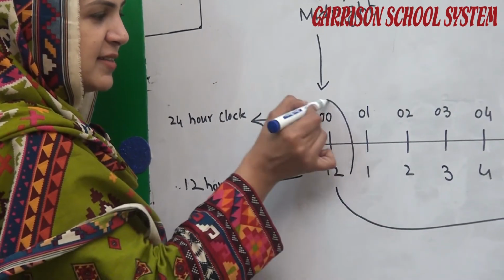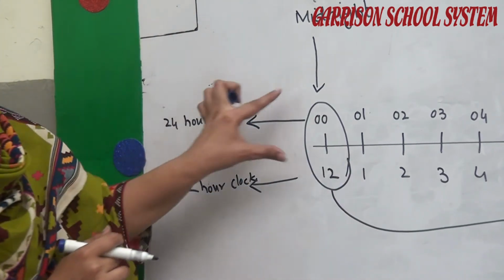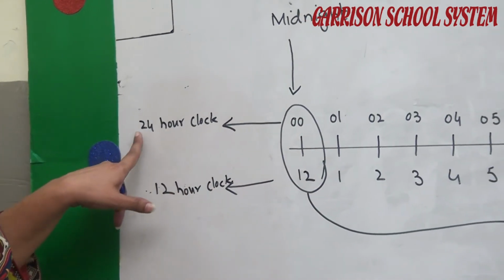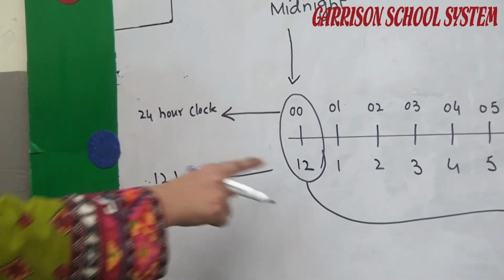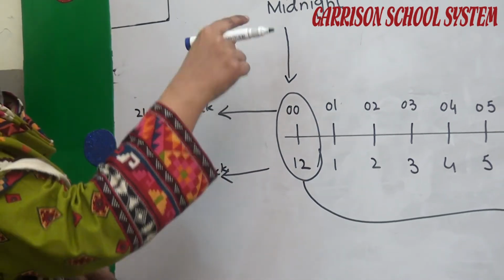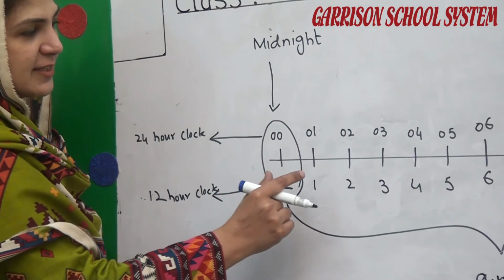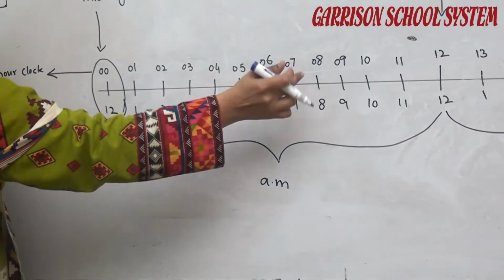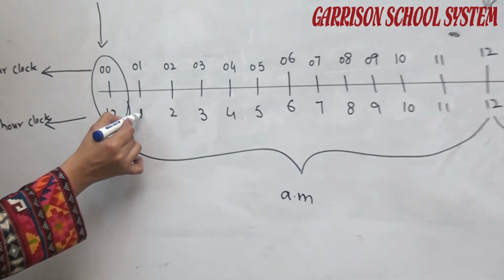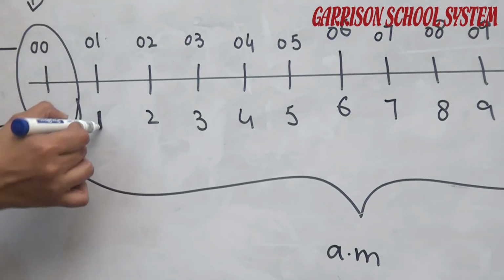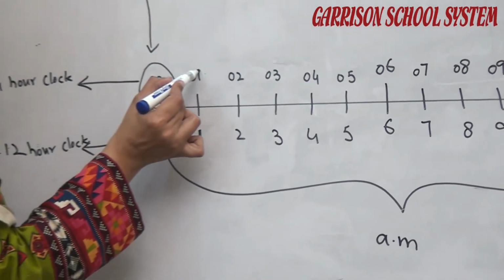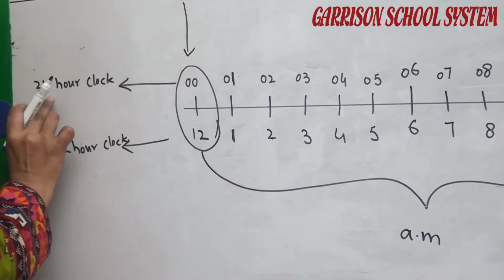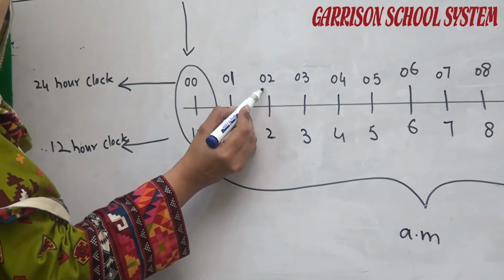Here is the difference in one number. 12-hour clocks tell the time 12 and 24-hour clocks tell the time 00. After this, in all the AM period, all the digits remain the same. The 12-hour clock tells 1 and the 24-hour clock also tells 1. The 12-hour clock tells 2 and the 24-hour clock also tells 2.